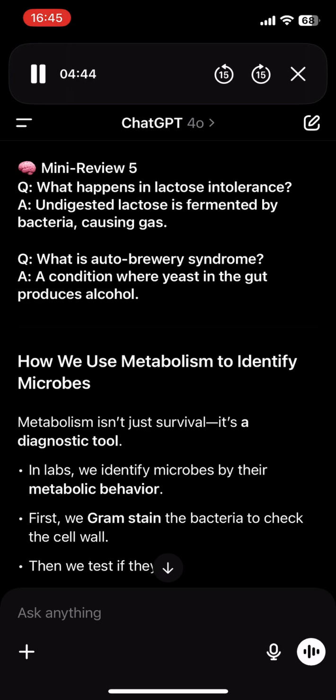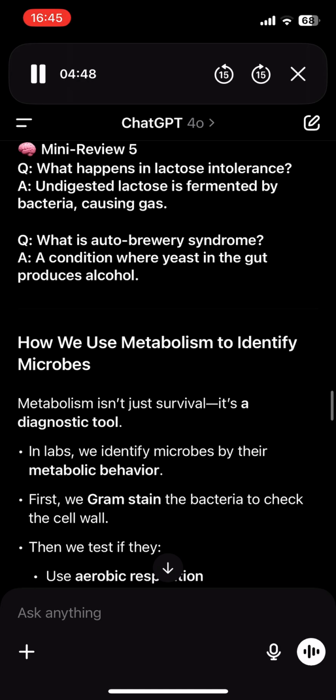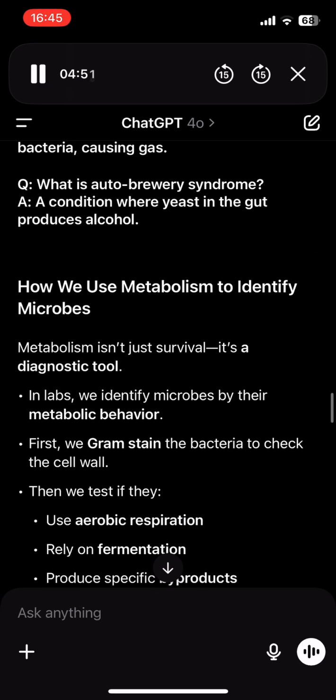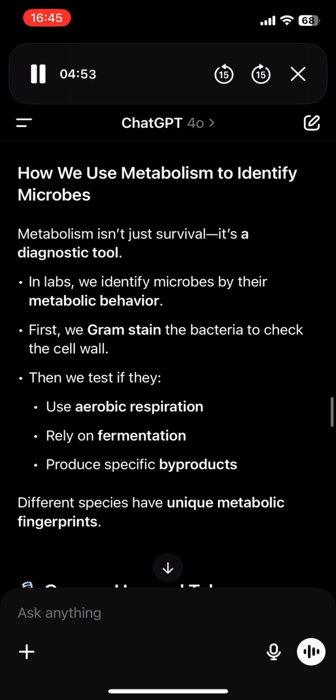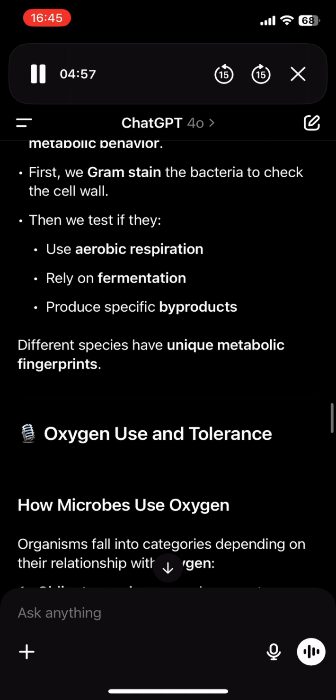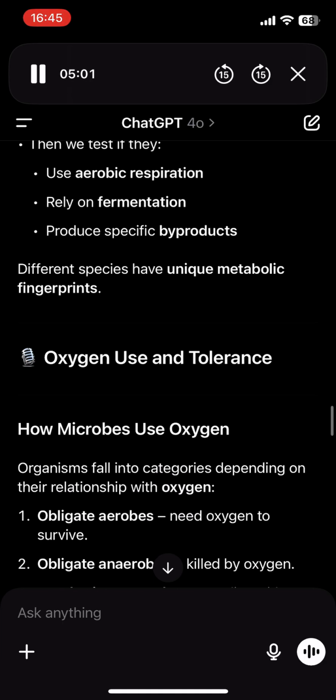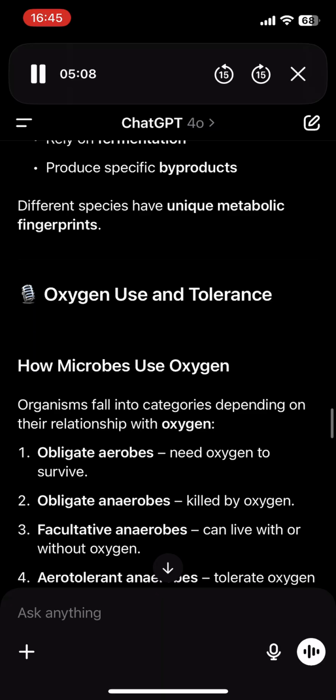How we use metabolism to identify microbes. Metabolism isn't just survival, it's a diagnostic tool. In labs, we identify microbes by their metabolic behavior. First, we gram stain the bacteria to check the cell wall. Then we test if they use aerobic respiration, rely on fermentation, or produce specific byproducts. Different species have unique metabolic fingerprints.